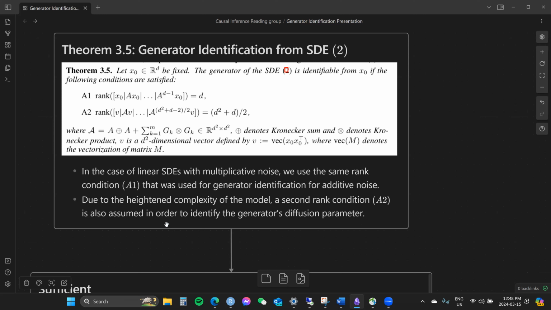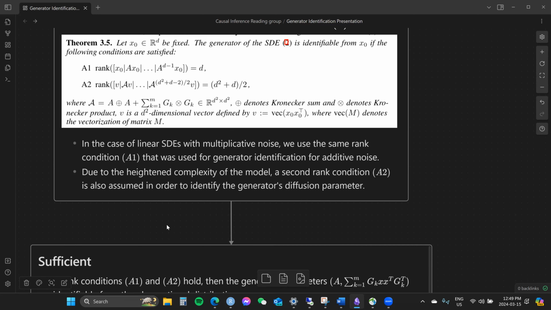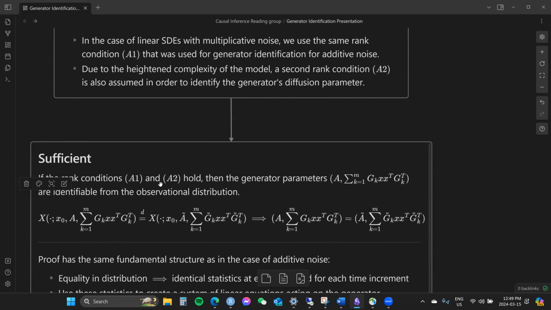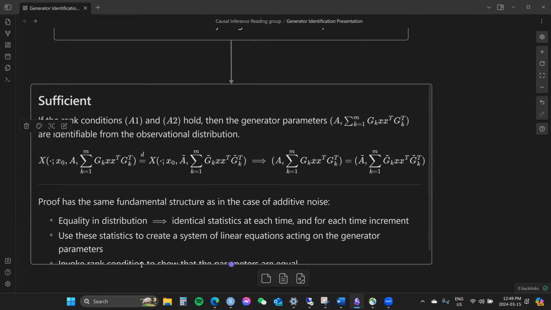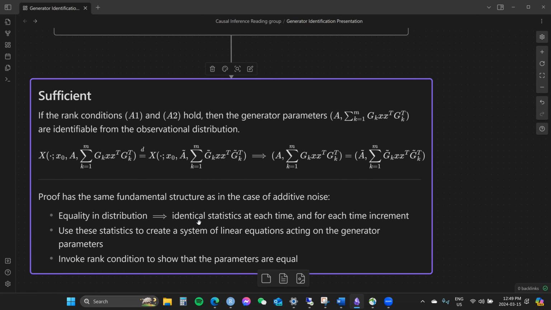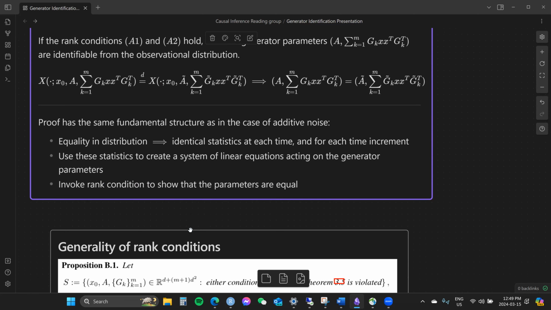So you'll need to do the process of actually creating systems of equations with your statistics, and then using a rank condition to show that they're the same. And I won't actually go into how, but it's the same process of equality and distribution gives you same statistics, you generate a linear system, and then you invoke the rank condition. You do this once for the drift coefficient, once for the Gram matrix of the diffusion.